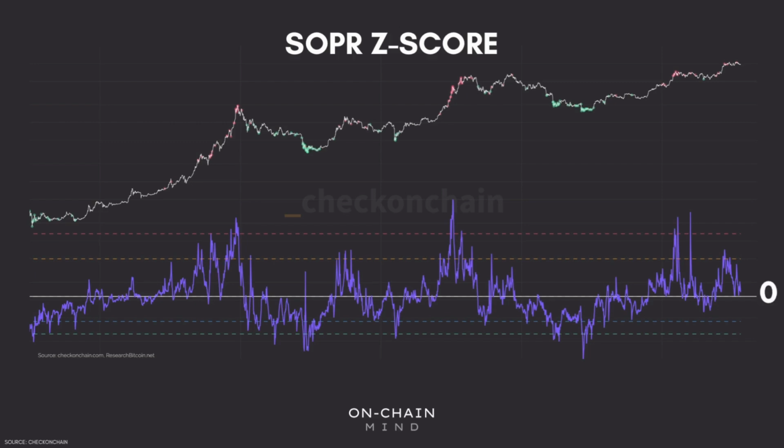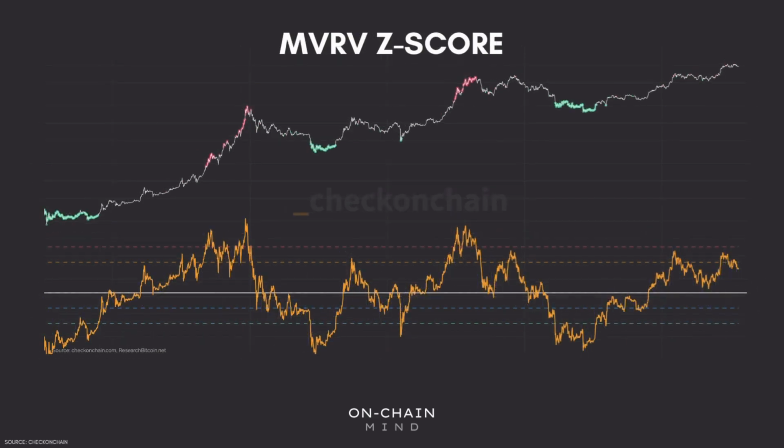Now, to fully appreciate SOPR's significance, we need to compare it to another key on-chain metric, the MVRV, or market value to realized value. These two metrics work in tandem, but they measure different things. The MVRV tracks unrealized profits and losses, meaning it focuses on coins that haven't moved yet. SOPR, on the other hand, looks at the spent domain. It only considers coins that have actually been transacted. This distinction is crucial. The market value to realized value gives us a leading indicator of where selling pressure might emerge, while SOPR confirms what's actually happening in the market.